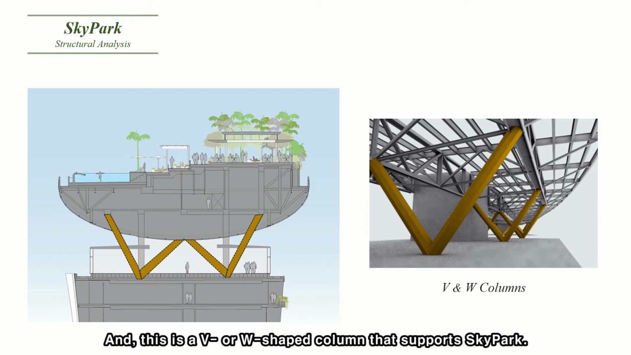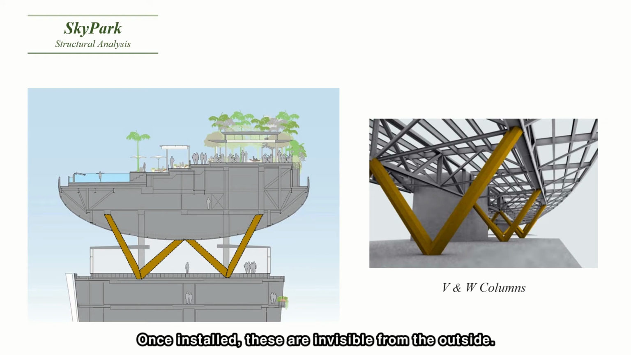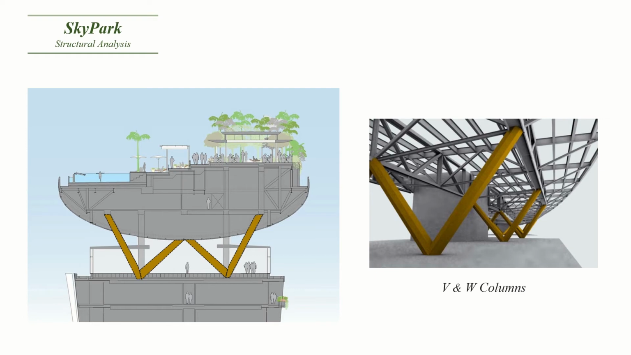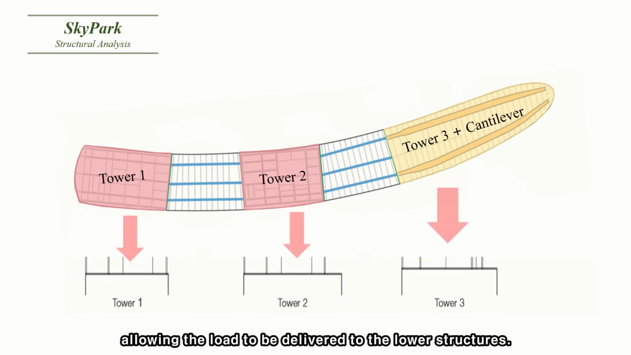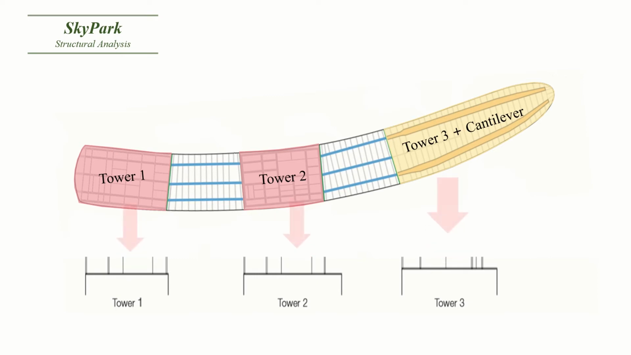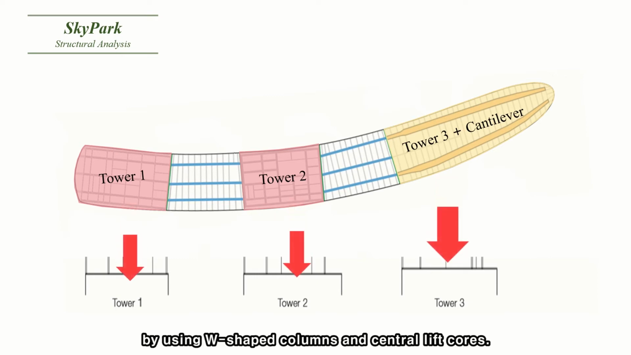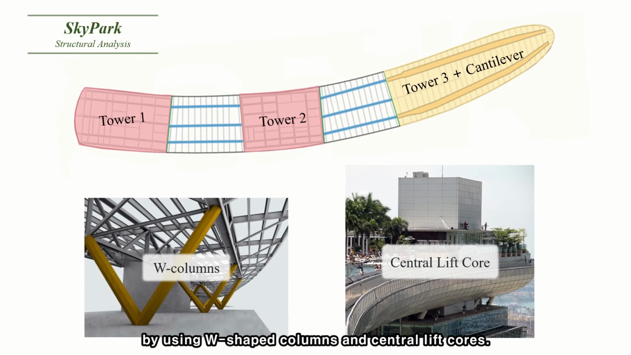And this is a V or W-shaped column that supports Sky Park. Once installed, these are invisible from the outside. Basically, these three zones are connected to the hotel building, allowing the load to be delivered to the lower structure by using W-shaped columns and central lift cores.